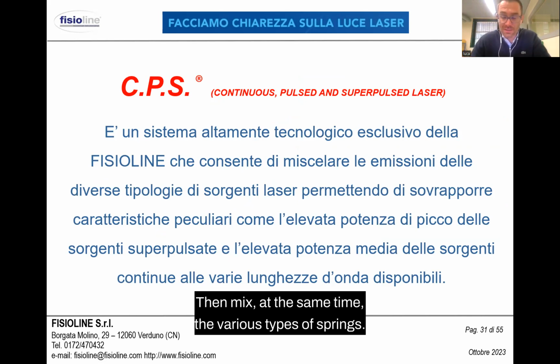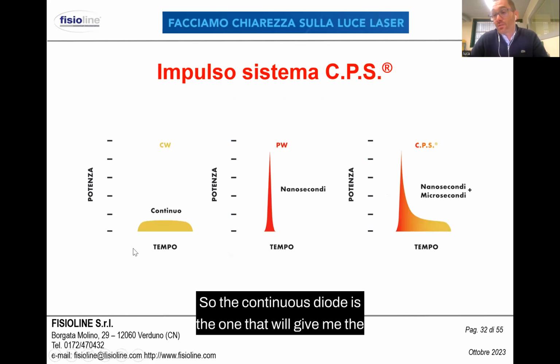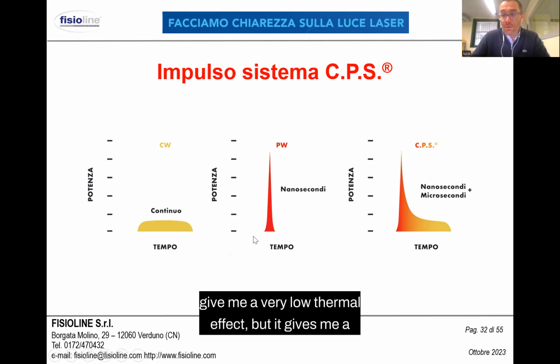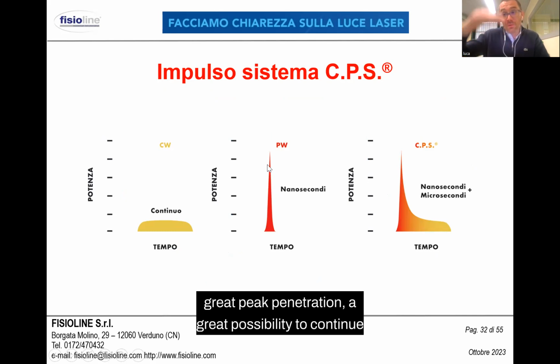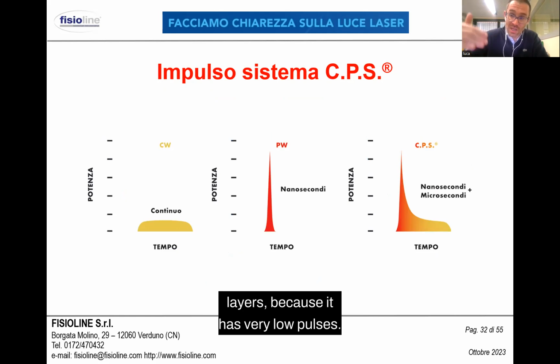Then mix, at the same time, the various types of sources. So the continuous diode is the one that will give me the thermal effect, so microsecond pulses. The pulse diode will give me a very low thermal effect, but it gives me a great peak penetration, a great possibility to continue to biostimulate, to give energy to the deeper layers, because it has very low pulses.